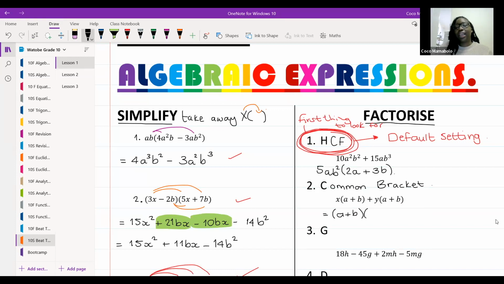Now, if I take 2A + B out as the common factor, what do I then get left? What do I have left? Good, Mirilla. X plus Y. Good. Now, I want to challenge you guys a little bit.